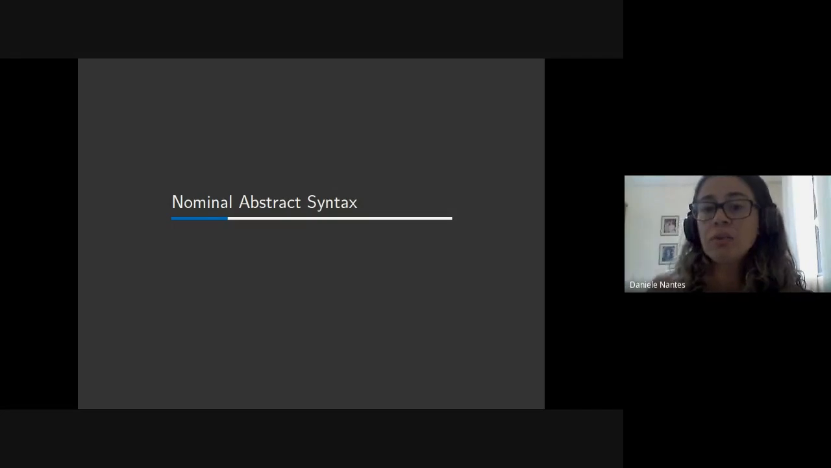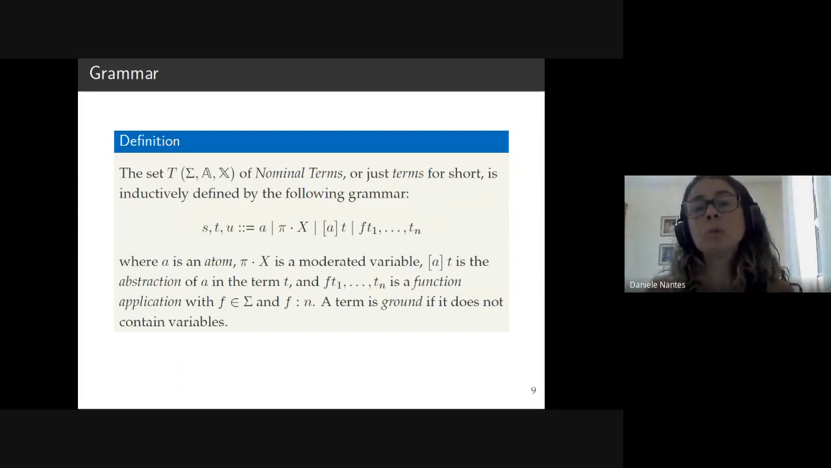Before I give you the actual work, I want to put everybody at the same level and give you some ideas of the nominal abstract syntax. So we have nominal terms. I'm going to call them just terms. Terms are defined by this grammar. You have atoms or names. We have suspensions, we have this pi, which is a permutation that is appended to a variable. I'm going to explain this later. You have abstraction, so basically here the name A is bound in T, and we have function applications.